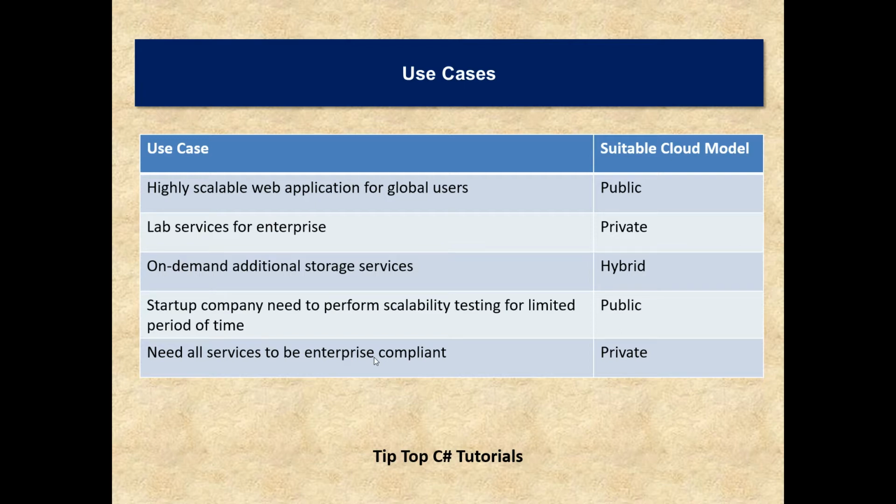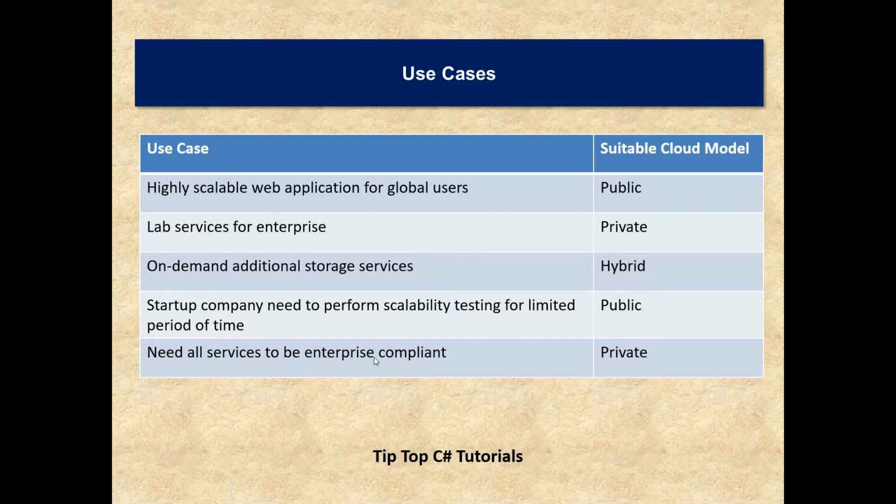The third use case is on-demand additional storage services. So when you're running out of the storage limit in your on-premises setup, and if you want to get more storage services from a public cloud, definitely we want to combine the best of both worlds. And the suitable model is definitely found to be hybrid cloud.